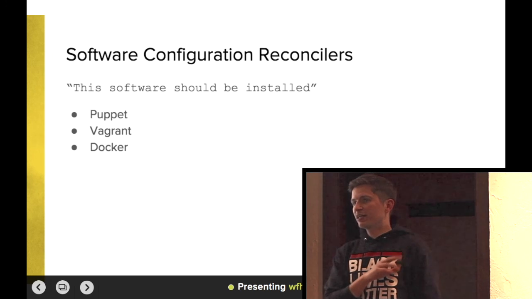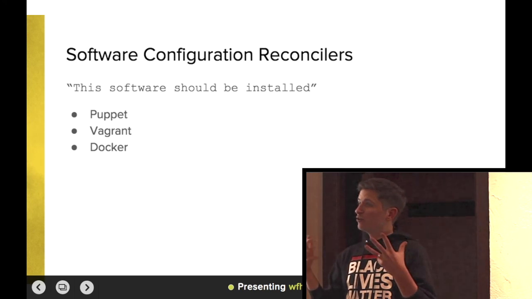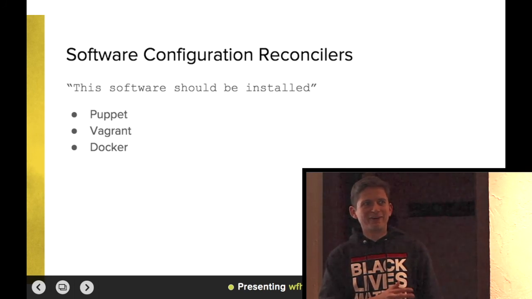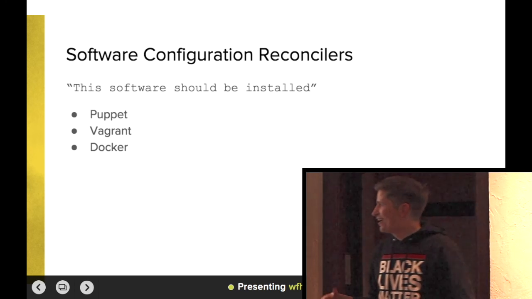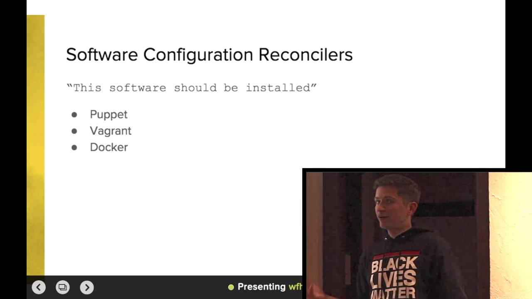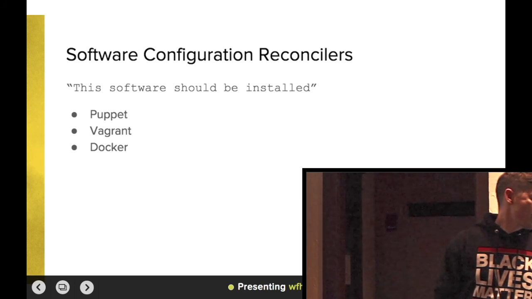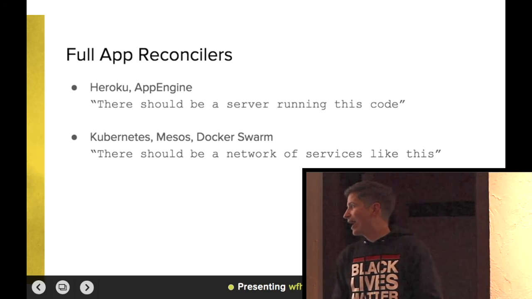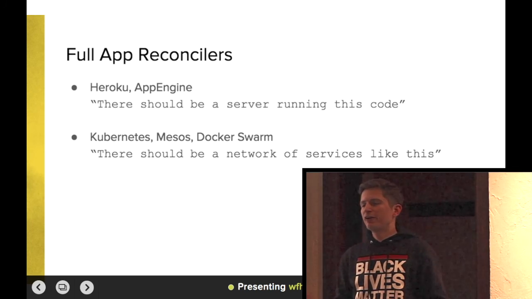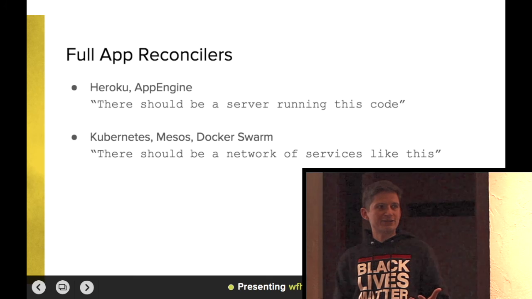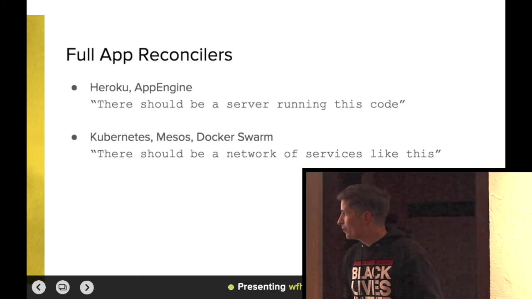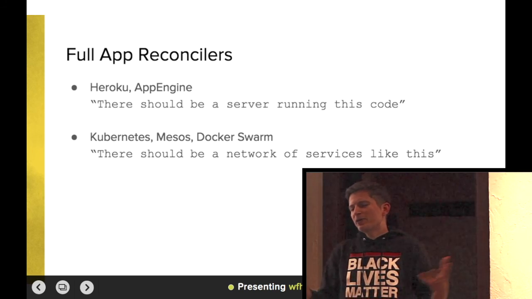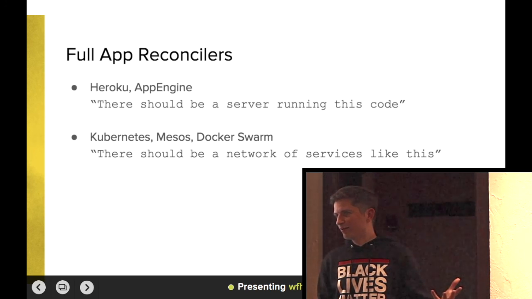So where our last reconciler was like, what checkboxes should be on the screen? That's like a UI reconciler. But I couldn't say, and it should have Microsoft Word. The reconciler would crash, probably. But Docker is a reconciler that actually is like, okay, now Microsoft Word is installed. And then there's full app reconcilers. Heroku and App Engine let you say things like, there ought to be a server running this code, which is way nicer than there was before you could do that. And there's lots of other nice things about them as well. And then Kubernetes and friends ought to let you say, there ought to be a network of servers running this code.